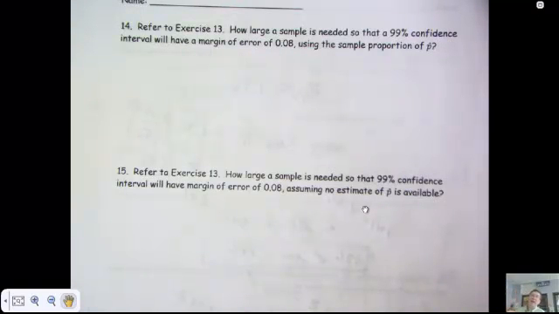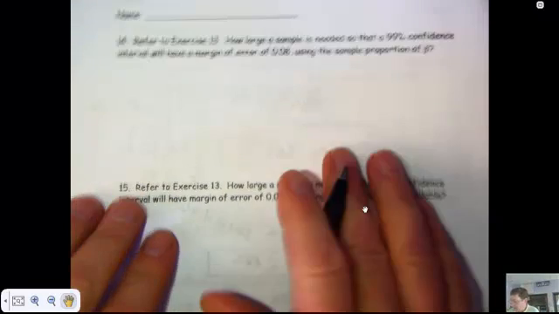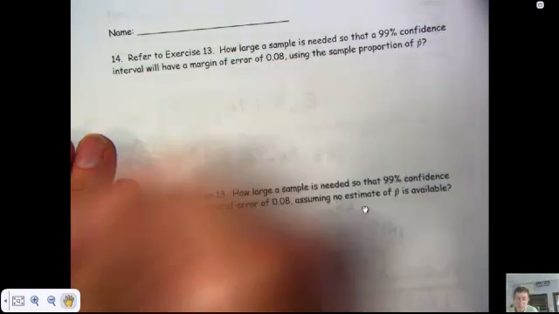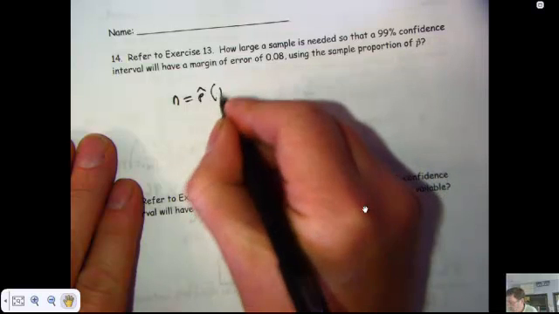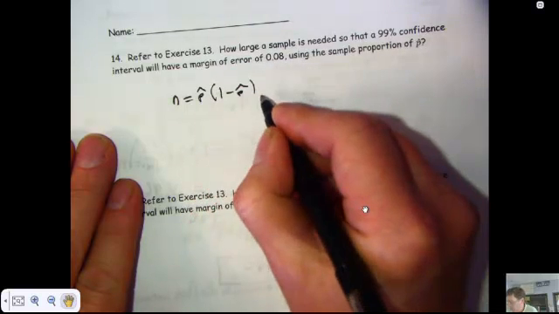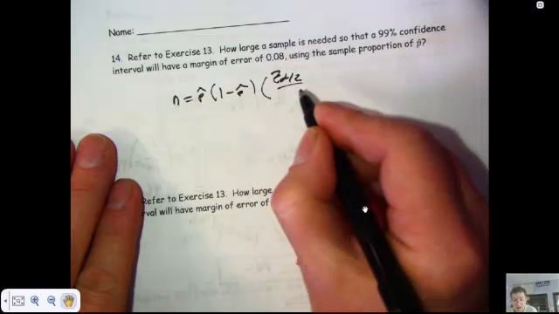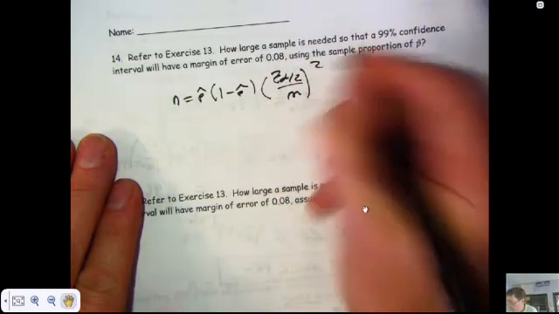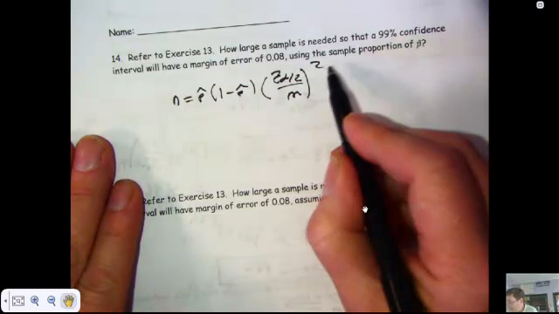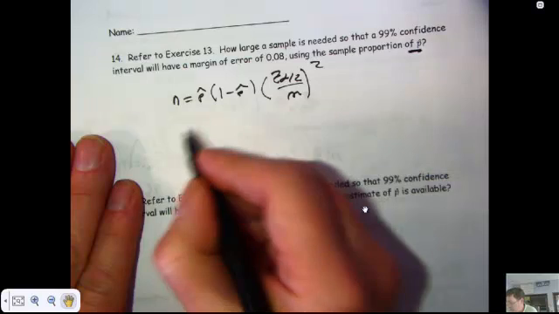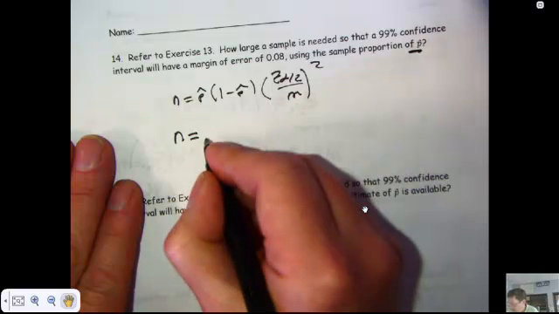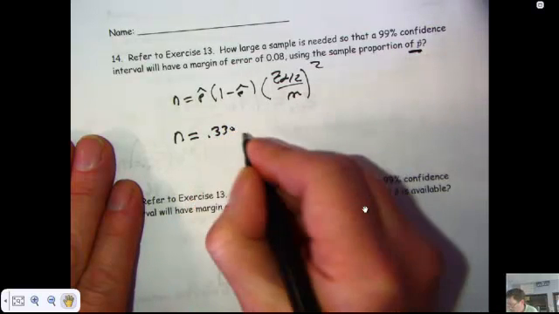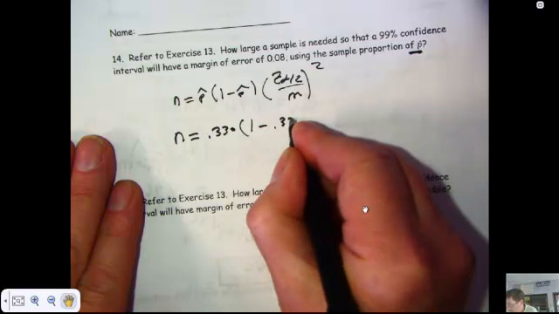Number 13. How large a sample is needed? What am I trying to find? N. If it's a proportion, N is P hat times 1 minus P hat times Z of alpha over 2 divided by M, squared. It says use the sample proportion P hat. P hat is 0.330, from question number 13. So 1 minus 0.330.